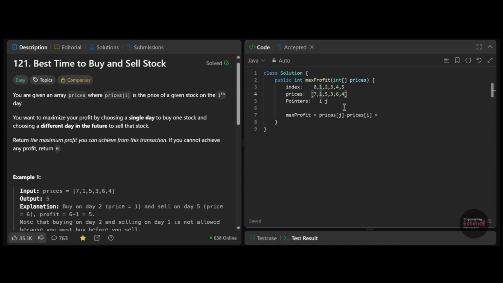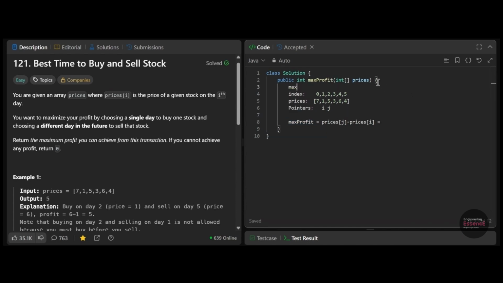It should be greater than whatever max profit we already have. Initially we have max profit as 0, so it will check whether it is greater than the profit we gain in this pair or not. We get the profit here, 5 minus 1, price j minus price i, which yields 4. It's greater than 0, right? So we will store this in the max profit as 4.